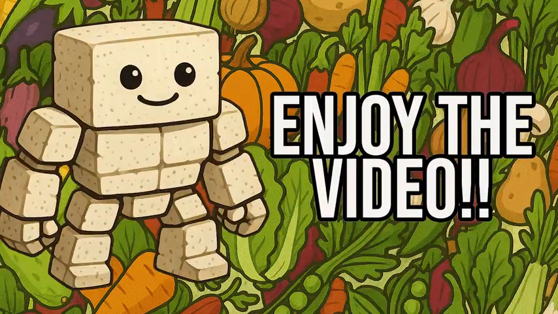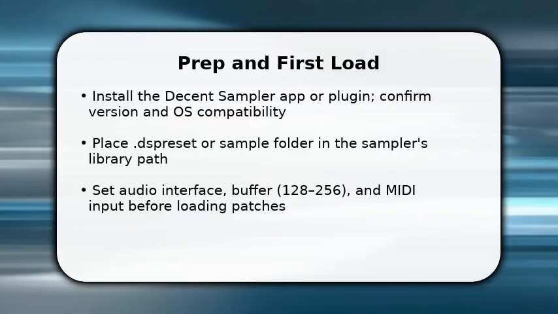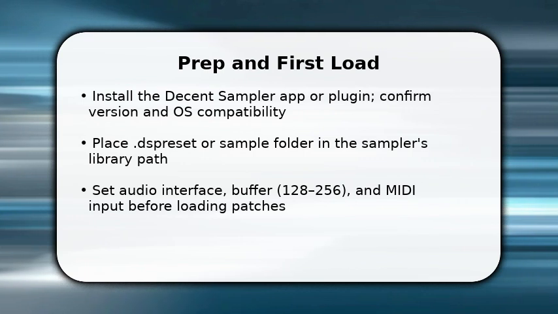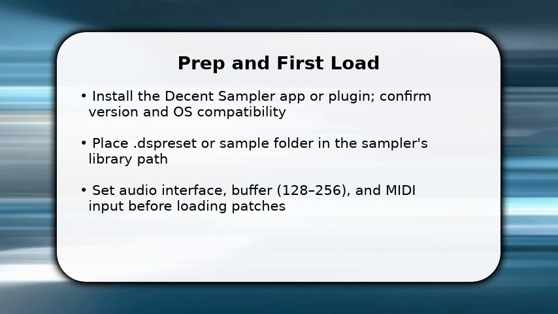Please enjoy the video. You start by confirming prerequisites and then take the first practical step. Open Decent Sampler and load the library path where your patch or samples live. Once done, select the patch file and hit load. You should hear the default output. Make sure your audio interface and MIDI device are active so MIDI notes trigger sounds immediately.